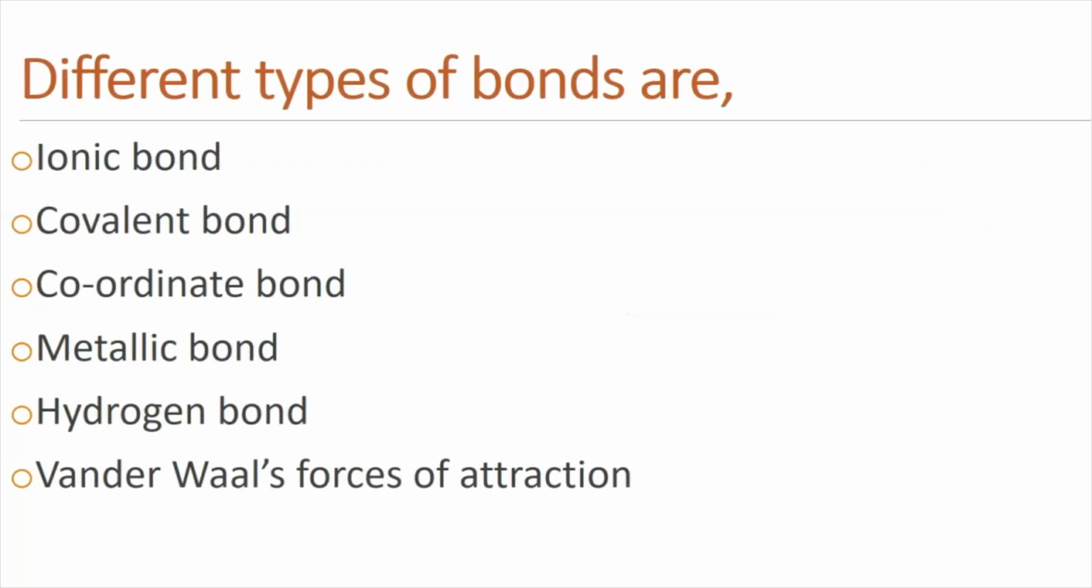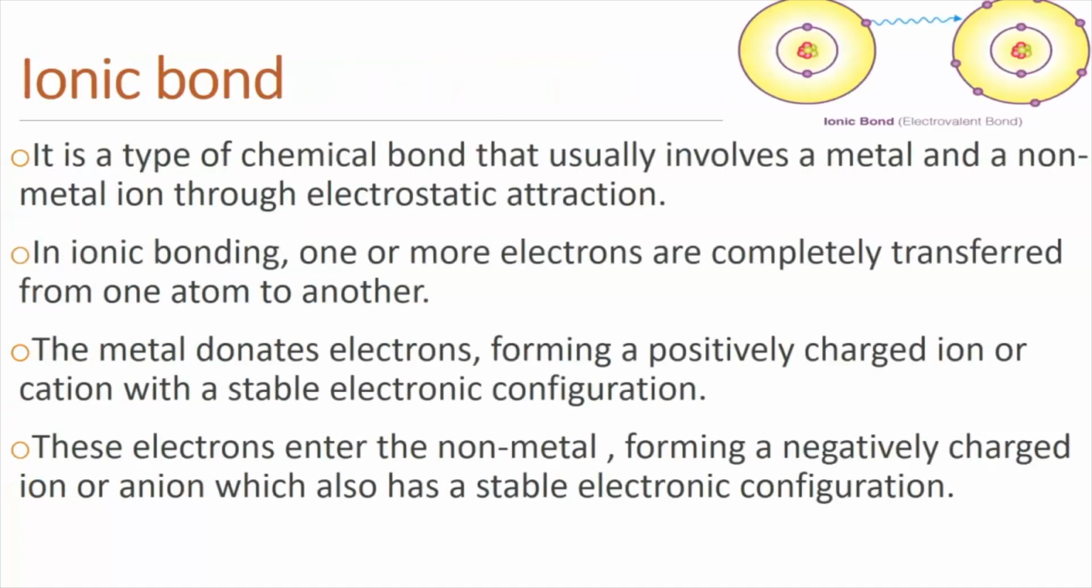So let's discuss the different types of bonds. First one is ionic bond, then covalent bond, then coordinate bond, metallic bond, hydrogen bond, and van der Waals forces of attraction. Let's start with ionic bond. Ionic bond is a type of chemical bond that usually involves a metal and a nonmetal ion through electrostatic attraction. In ionic bonding, one or more electrons are completely transferred from one atom to another.